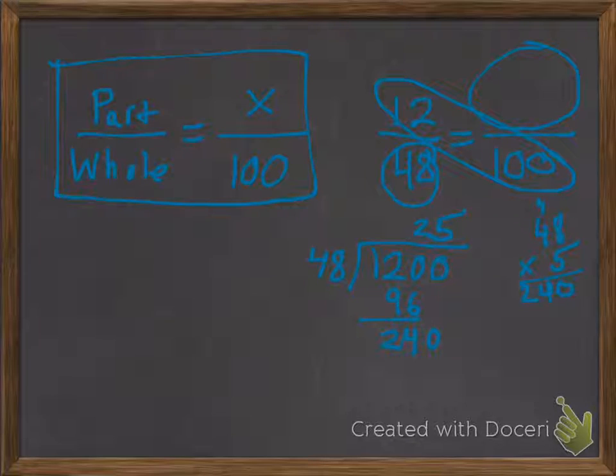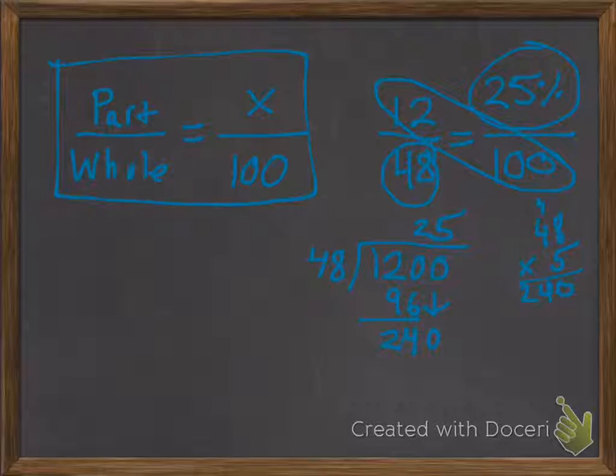So I started to show that work beneath here. 100 times 12 is 1,200. Then I'm dividing that by 48. 48 does not go into 12, so I move to 120. 48 goes into 120 two times. 96. Subtract, you get 24. When you bring down that 0, it's 240. 48 goes into 240 5 times. So our answer then is 25. 25%.